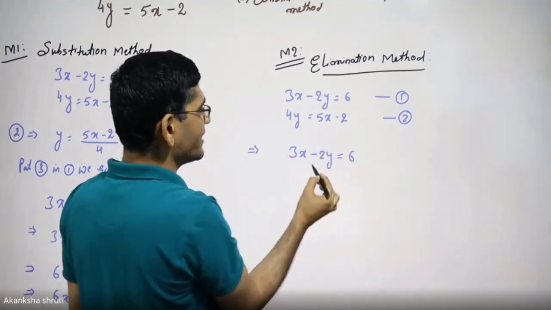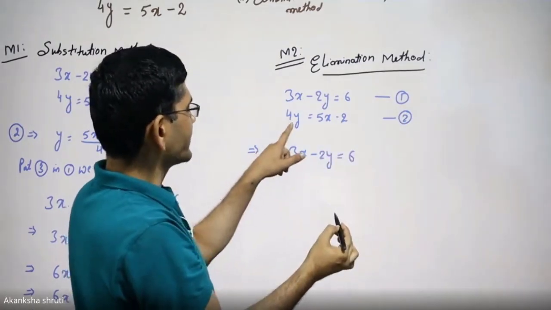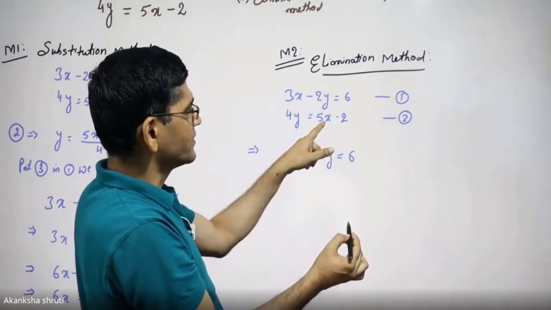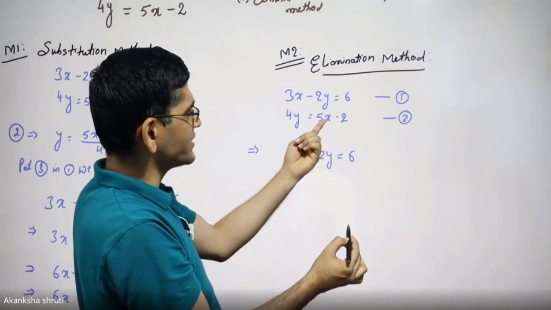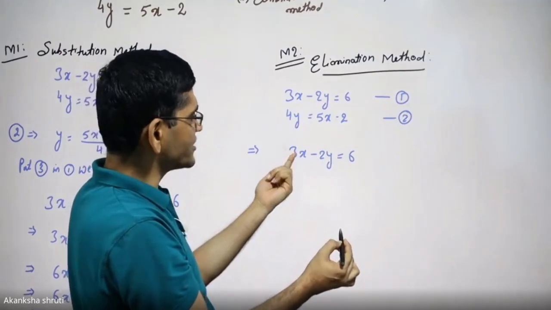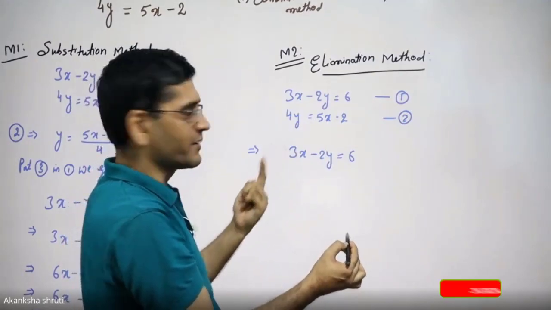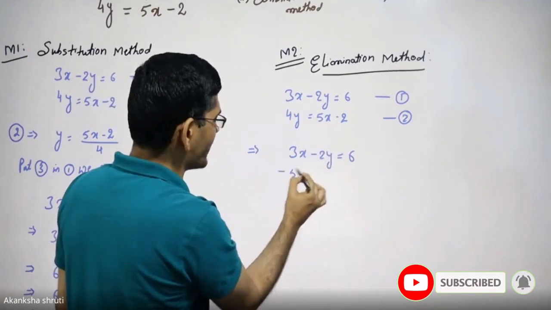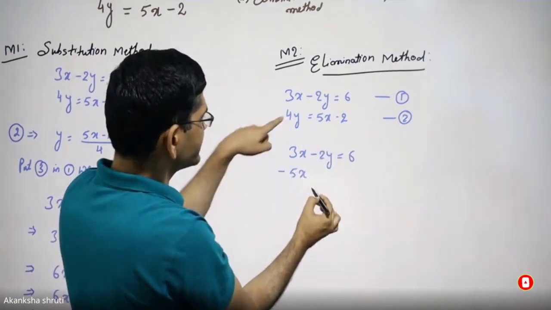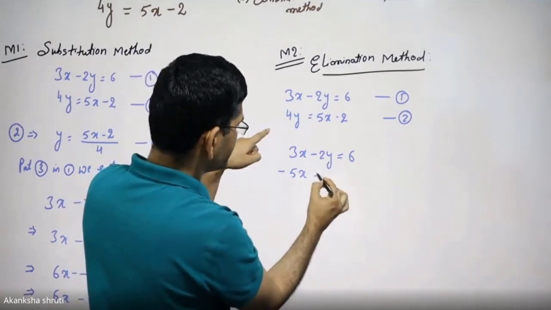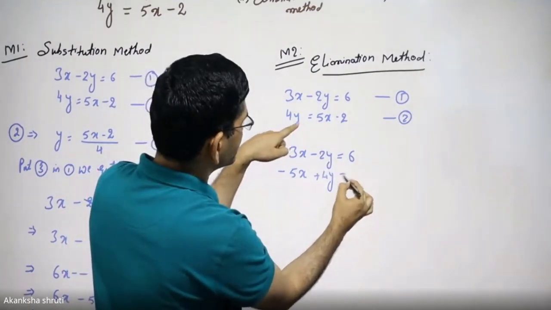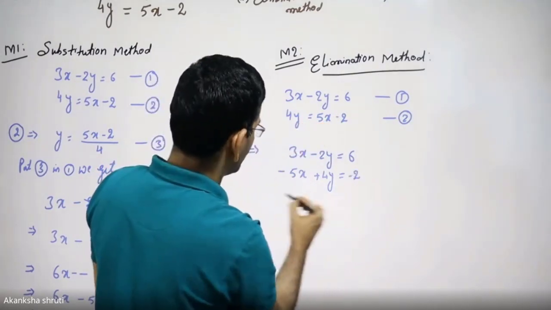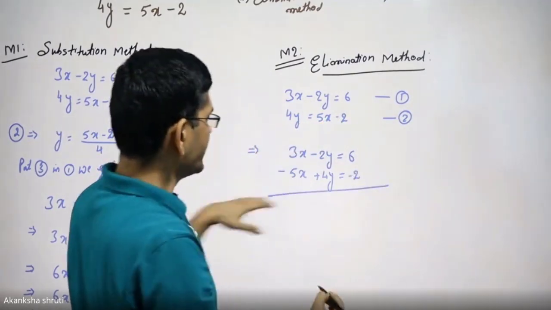But in the second one, y is there, and 5x is on the right-hand side. So the better way is to write this 5x on the left-hand side. Keep in mind, bringing this 5x to the left-hand side, it becomes minus of 5x. Write this 4y with its sign, and write the equal sign as it is. Keep only the constant on the right-hand side. It is minus 2. That's all. Draw the line.